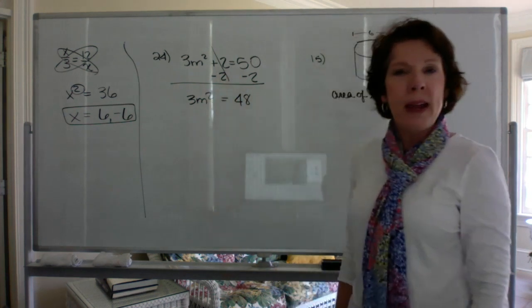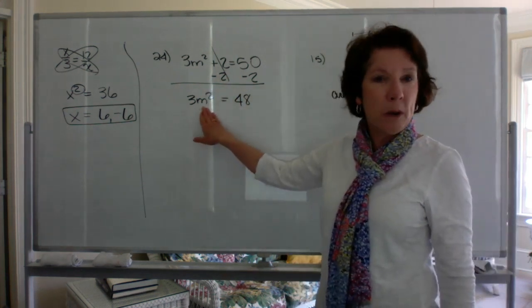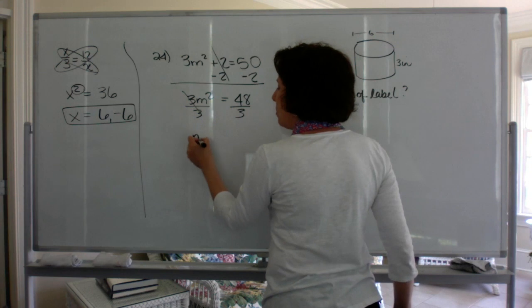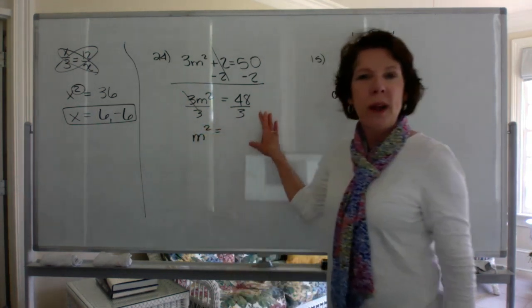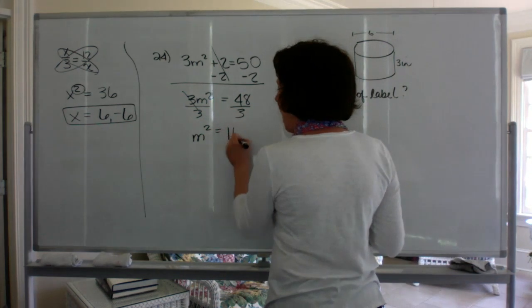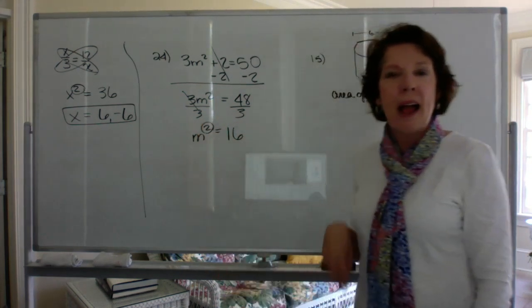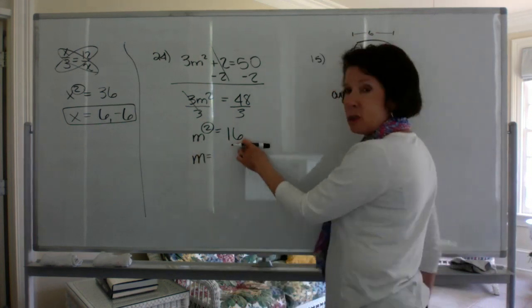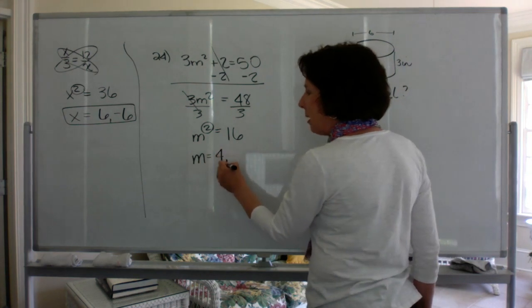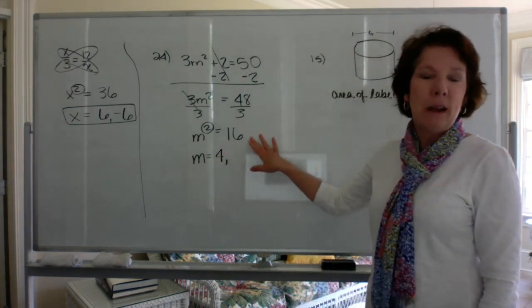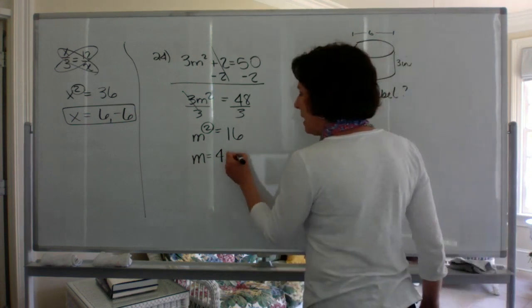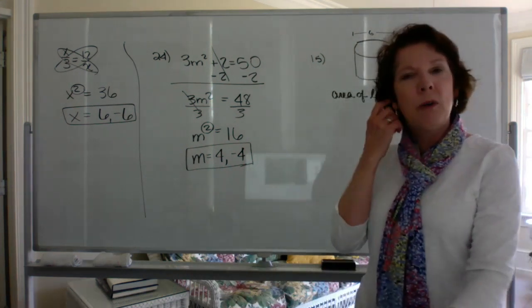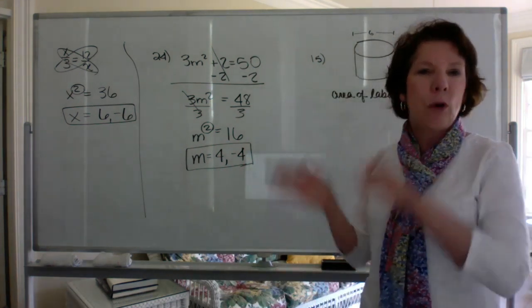What's my next step going to be? Isolate the variable term. Even though it's squared, we're still going to isolate it by dividing both sides by 3. M squared equals, well, 48 divided by 3? 16. Okay. How many solutions am I going to have? 2 solutions. The first one is going to be m equals the positive square root of 16, which is 4. The other one is going to be the negative square root of 16, which is -4. There are 2 solutions that make that equation true, because -4 times -4 is 16, and 4 times 4 is 16.